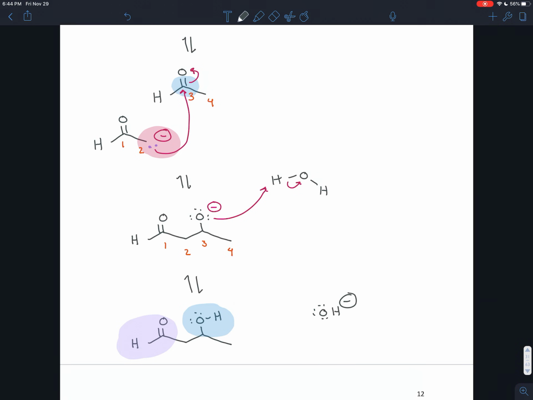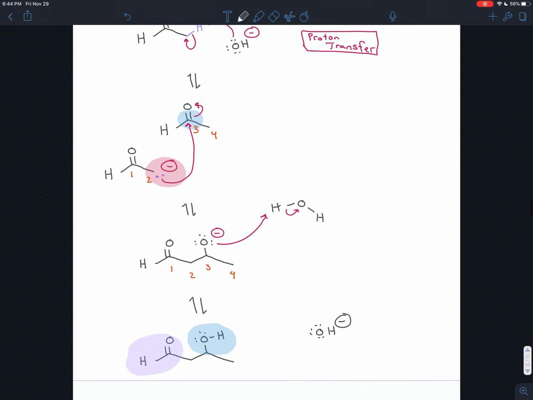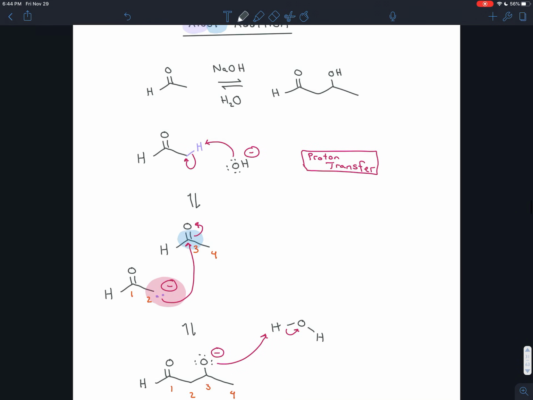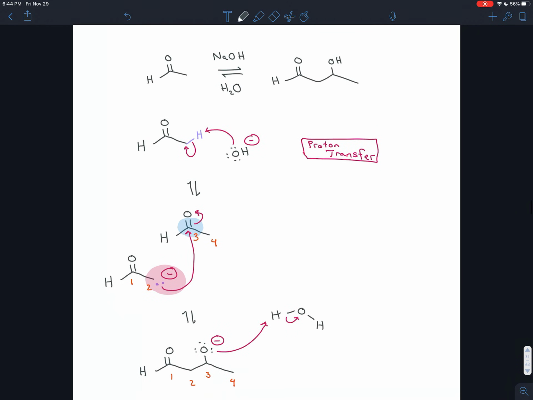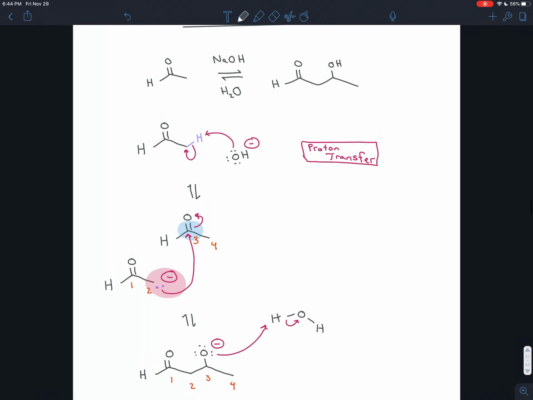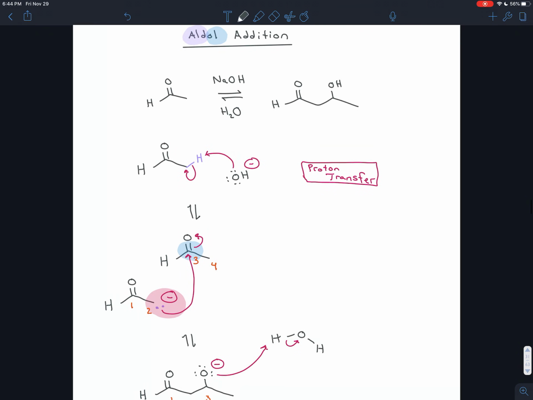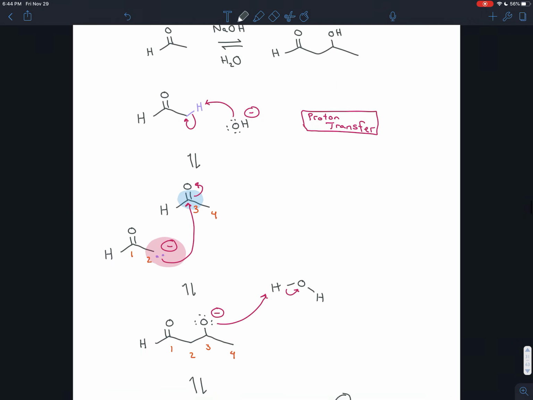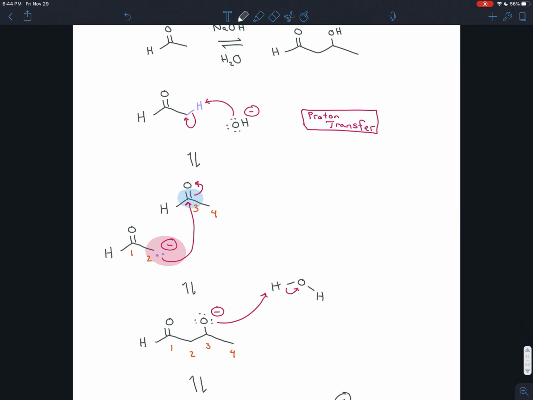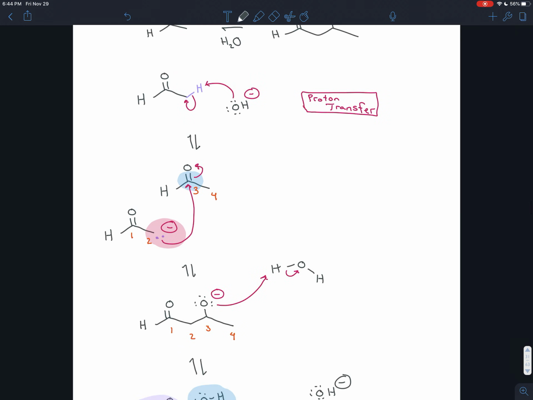So you don't need a large amount of base. You just need a catalytic amount, a tiny, tiny amount, because it'll keep getting used or reproduced, and then it can get used over again. When you have a catalytic amount of base, these aldehydes will start sticking together. The alpha carbons will become nucleophiles, and those nucleophiles will attack the carbonyl carbon electrophile on another aldehyde or ketone.